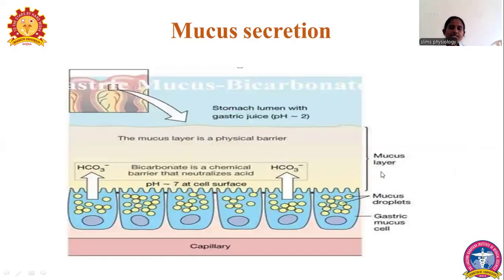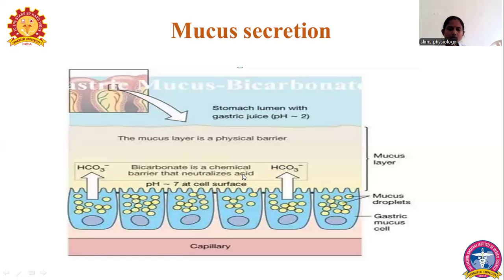Then we have surface neck cells and mucous neck cells. The mucus secretion from these mucous cells is highly thick and viscid. I've told you already, it forms a barrier between the gastric mucosa and the gastric content. So this is the gastric mucosal cells. This is the gastric content. And can you note down this yellow color? This is the mucus bicarbonate layer.